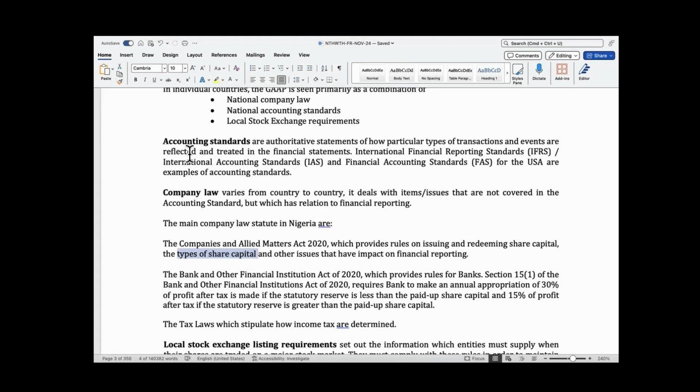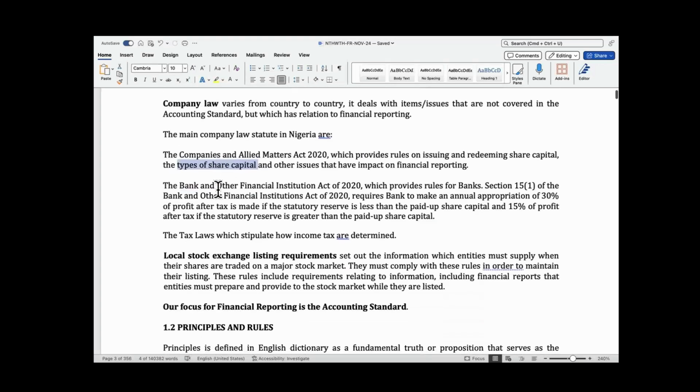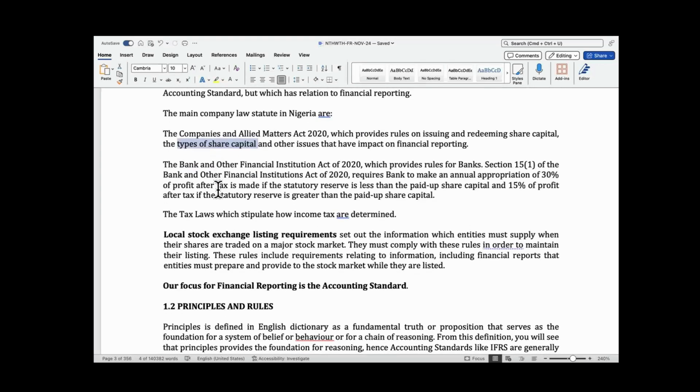And then the accounting standard, which is the ultimate, which is the authoritative statement that prescribes how you treat transactions and events. And in Nigeria, the accounting standard we use is IFRS, which is also called IAS. Okay, so that's GAAP, which is the rules and the principles.